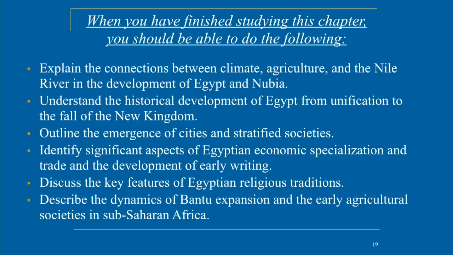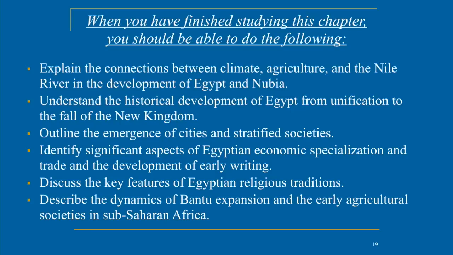Next, outline the emergence of cities and stratified society. How did cities kind of evolve, and where did they evolve, especially in Egypt? And then how did society kind of break up, and why did they believe that society was broken up into sections?